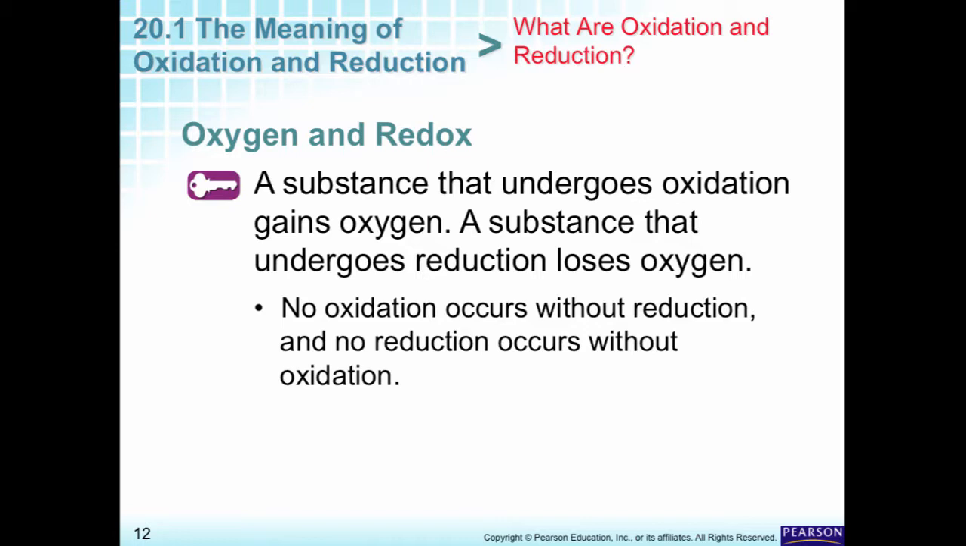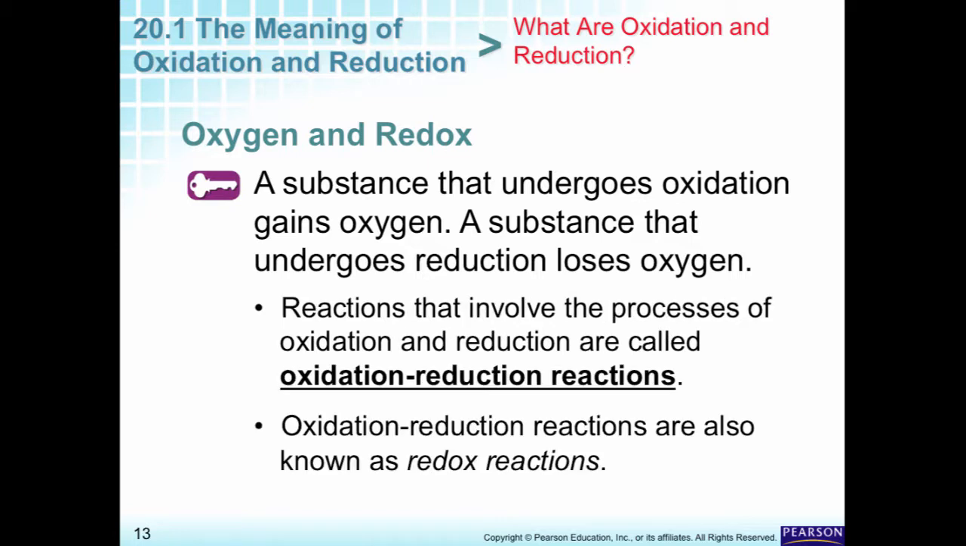All right, this is an important fact. A substance that undergoes oxidation gains oxygen or loses electrons. A substance that undergoes reduction loses oxygen. That's an old-fashioned one. That's one way of telling you that. But you can't have oxidation without reduction. So we call oxidation-reduction reactions redox reactions because chemists like to say things shorter than a big, long thing, oxidation and reduction.